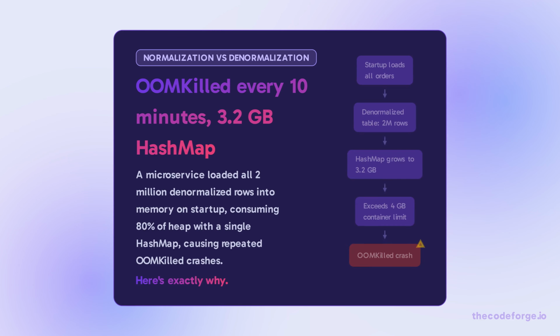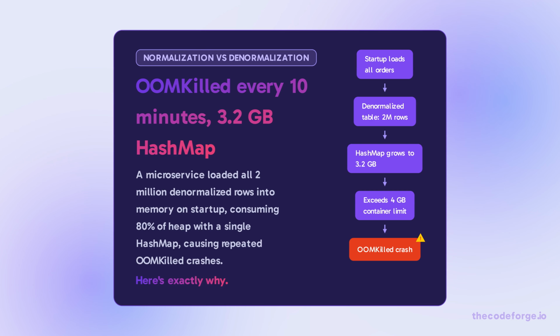A microservice crashed every 10 minutes with OOM-Killed. Heap dumps showed 80% of memory consumed by a single hash map holding denormalized order data. The team assumed a memory leak, but the real culprit was loading all 2 million rows from a denormalized table on startup. Let's break down why denormalization without limits is a memory bomb.